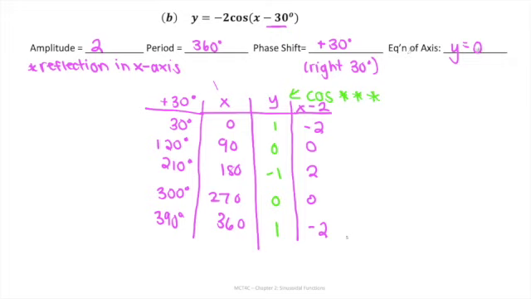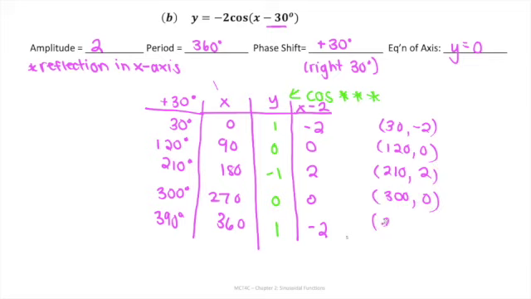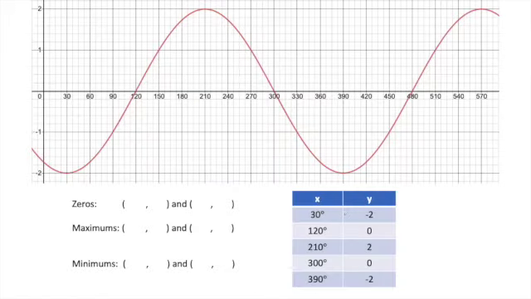Okay, and then equation of our axes doesn't affect our values at all either. So you're going to get 30, -2, 120, 0, 210, 2, 300, 0, and 390, -2. Okay, so that is what you're going to get for those. I'm going to go on to the next screen. Okay, there's our final table of values so that we know for graphing.